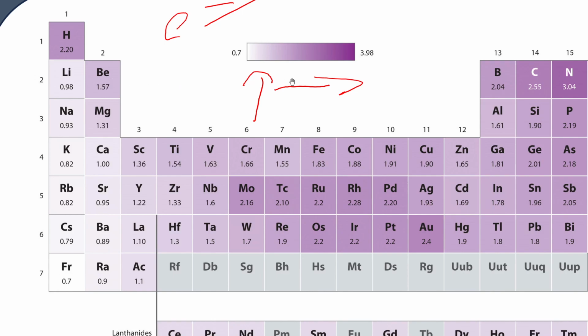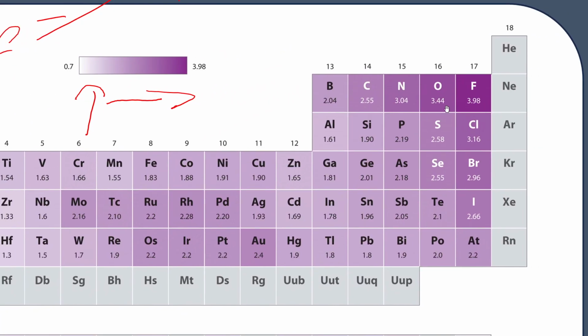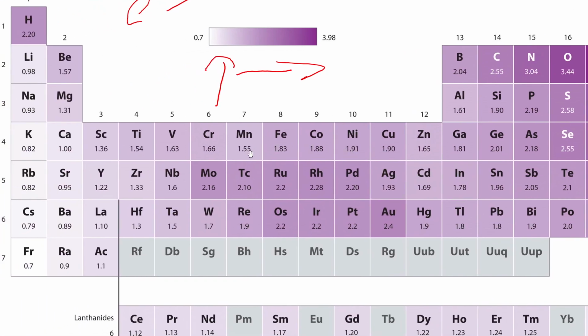Lithium is less than beryllium. Beryllium is less than boron. Boron's less than carbon. Okay? Then we get to the heavy hitters. Fluorine is almost 4. Nitrogen is 3. Oxygen is 3.5. Chlorine's over 3. Bromine's almost 3. So you get the heavy hitters in this corner. And then pretty much all the metals are going to be relatively low.